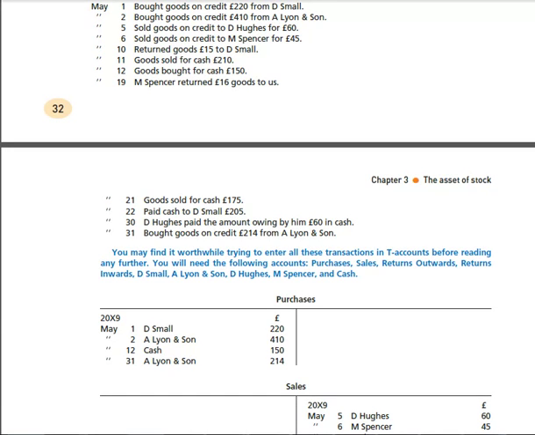So as we mentioned, D Small would be debited and the return outwards account would be credited.